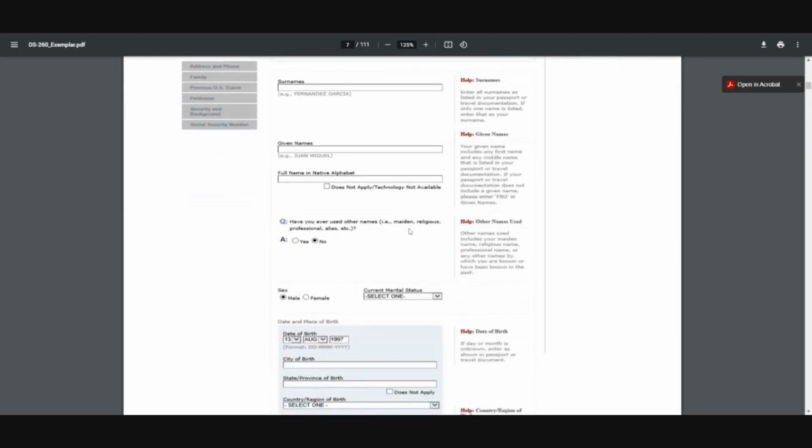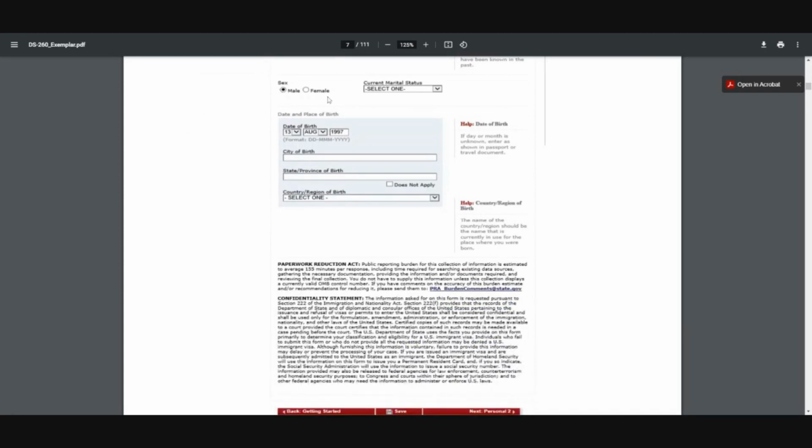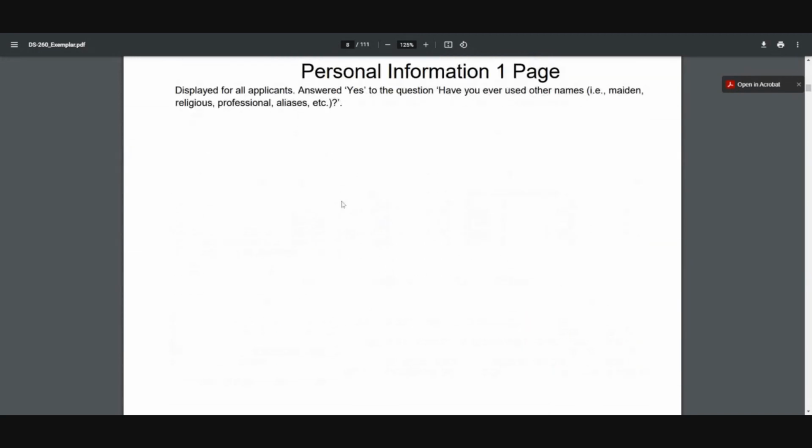If you have ever used any other names, make sure to name them there. It could be your maiden name, a religious name, a professional name, an alias, anything, just put it there. An alias is a nickname. Then whether you are male or female, indicate there. Put in your date of birth, very, very important. City where you're born, very important. The province, for example, I would put Central Province, because that's where I was born. And the country or region of birth, of course, I would put Kenya there because that's where I was born. If it's someone from another country, they would put their country.